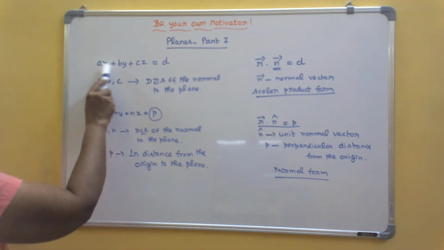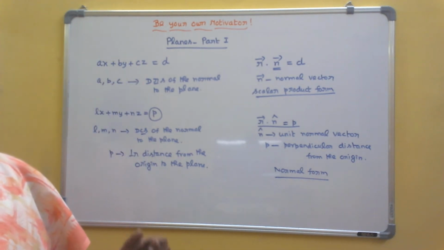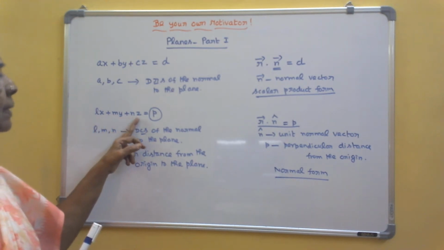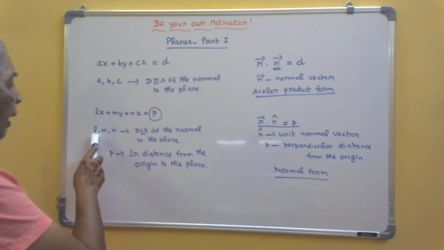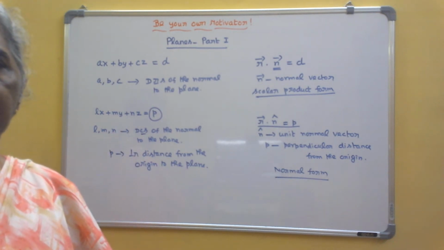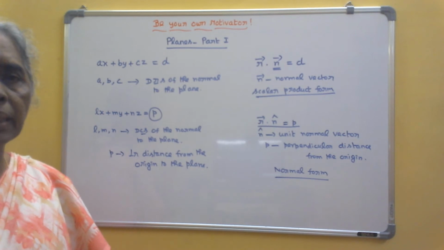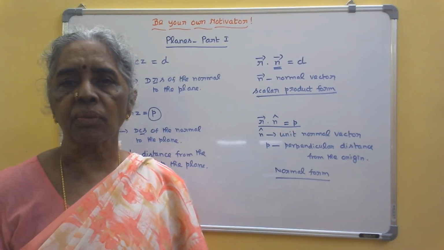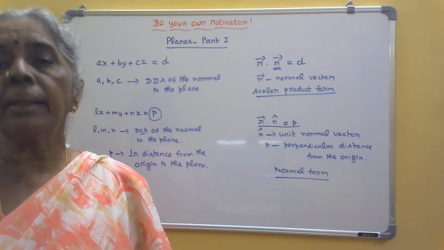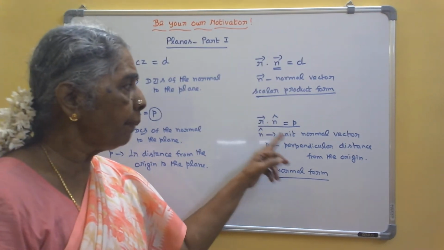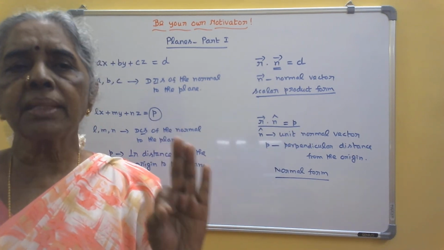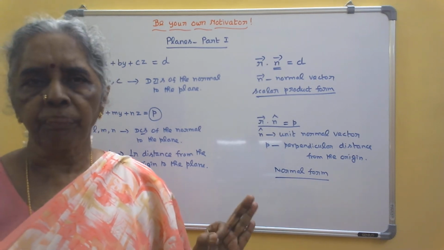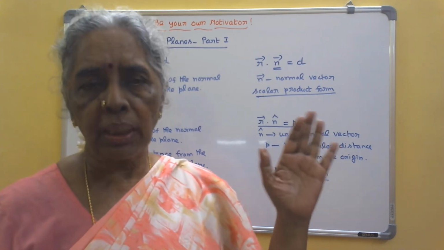Then instead of the direction ratios, if we use the direction cosines, that is l, m and n, lx plus my plus nz is equal to p. Here l, m, n represent the direction cosines and p is the perpendicular distance from the origin to the plane. The corresponding vector equation is r vector dot n cap is equal to p. n cap is the unit normal vector. p is the perpendicular distance from the origin. This format is called normal form. Okay. Be clear about these things.